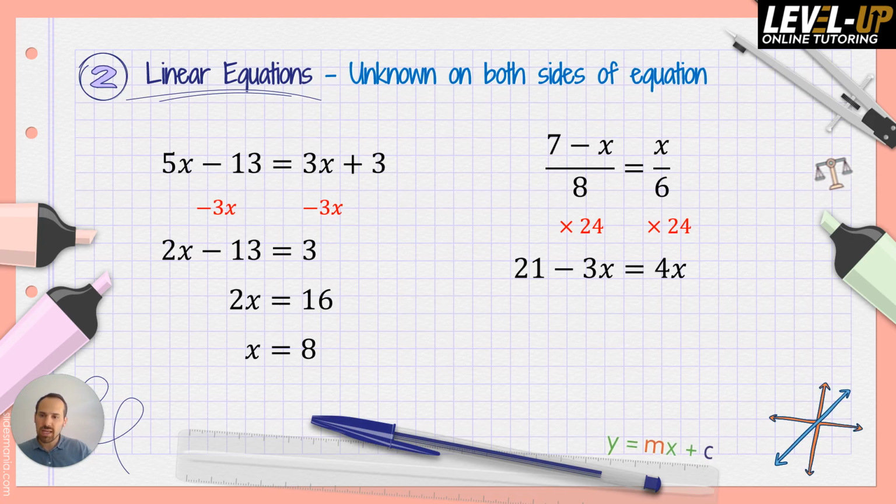Multiplying by 4, then the x turns into 4x. And so now we've got something very similar to what we have on the left there. So we could just add 3x to both sides. So we get 21 equals 7x. Now divide both sides by 7, we get x equals 3.